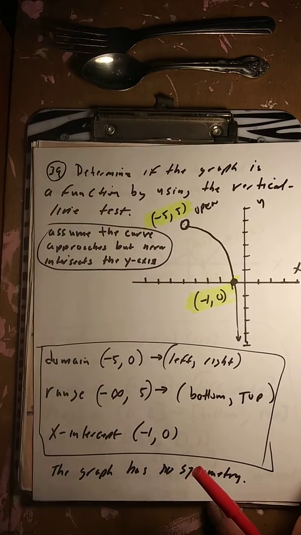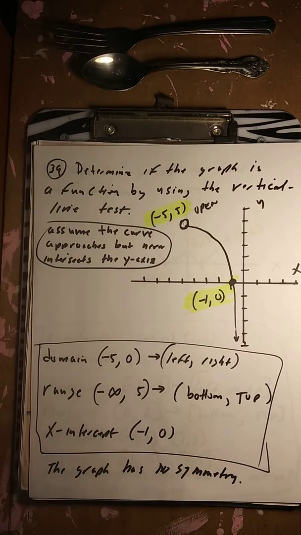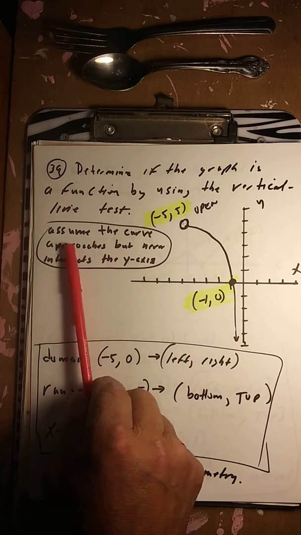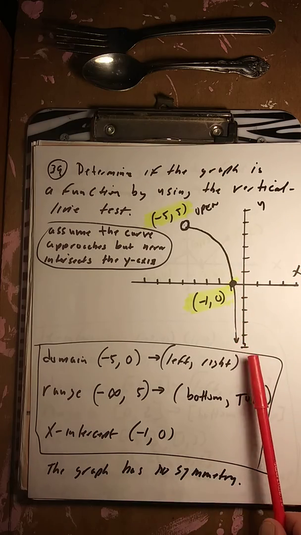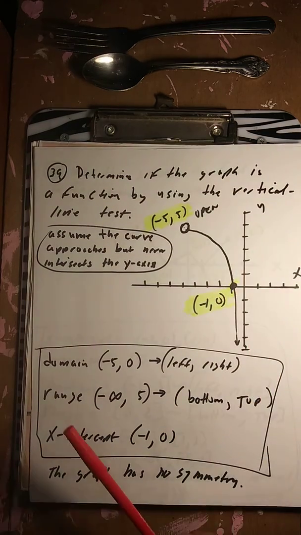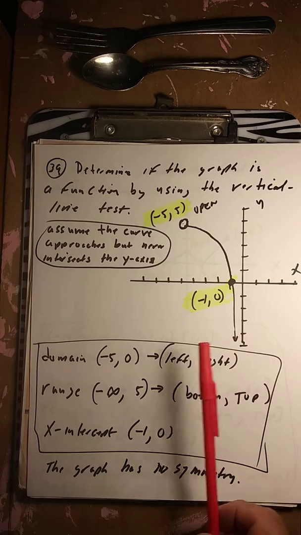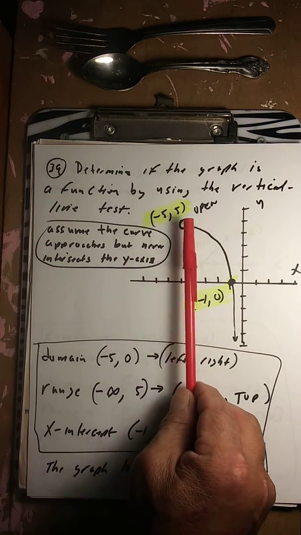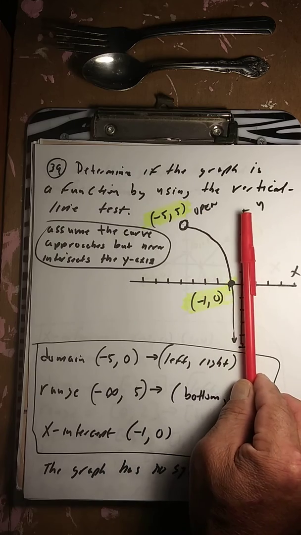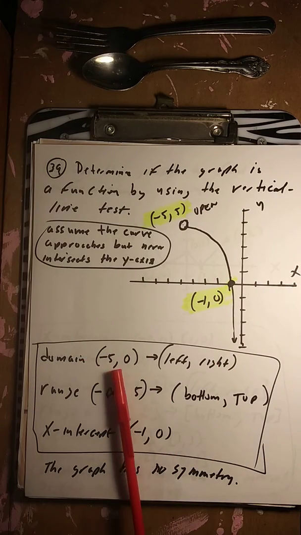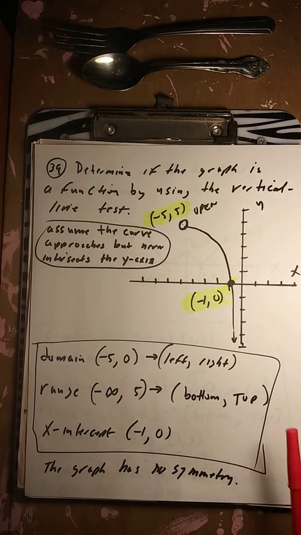All right. Determine if the graph is a function by using the vertical line test. Vertical line means if you put vertical lines, you only hit it once. Also, assume the curve approaches but never intersects the y-axis. It gets lower, but it never hits this axis right here. So now, domain, from the left to the right. On the left, it goes -5, and it goes all the way to 0. So the domain is from -5 to 0. Left to right, there it is.